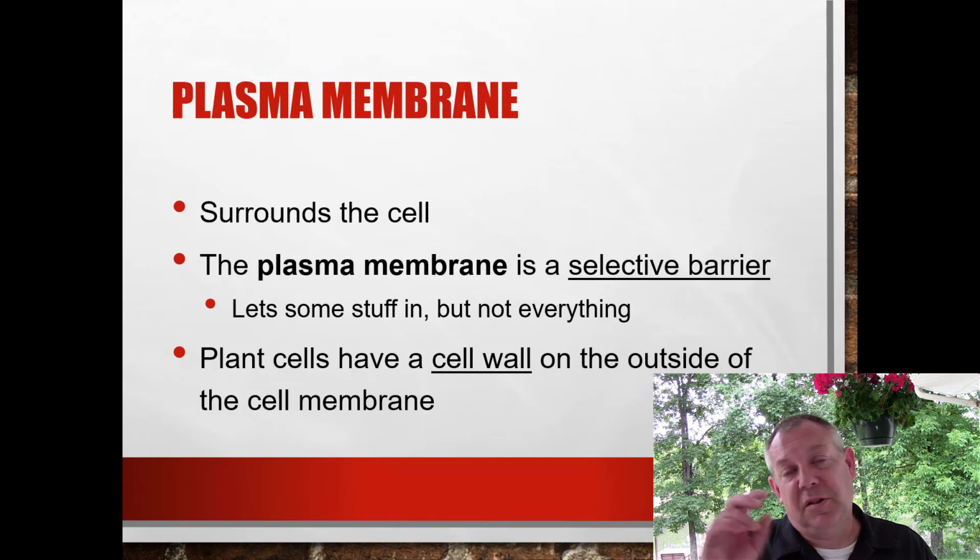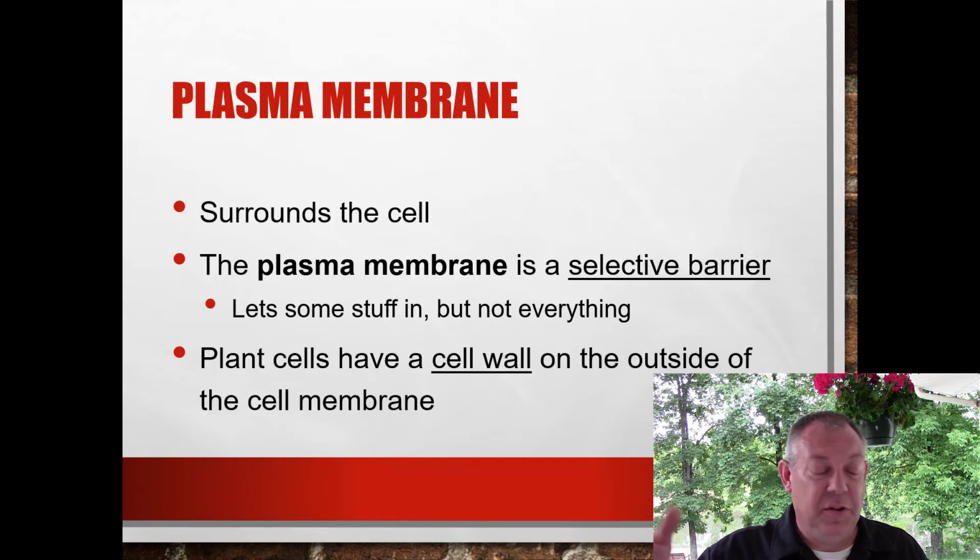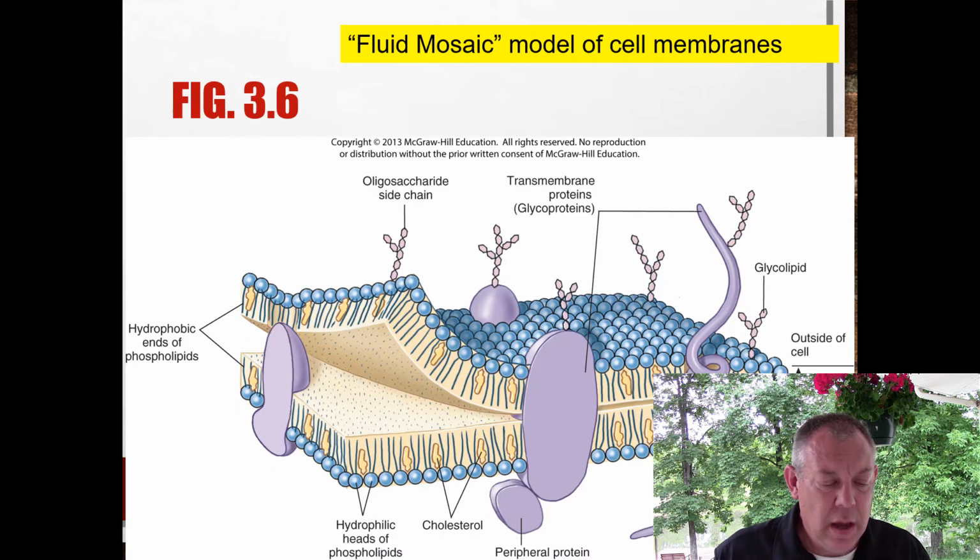Now, this is a zoology class, and so we're just concerned about animal cells. But of course, we have to talk about plants too, right? All life begins by capturing sunlight. So plants are also very important. Plants have a cell wall on the outside of this cell membrane. So all living things have a cell membrane, but plants also have the cell wall on the outside. Now, we've talked a little bit already about the cell membrane when we talked about lipids.